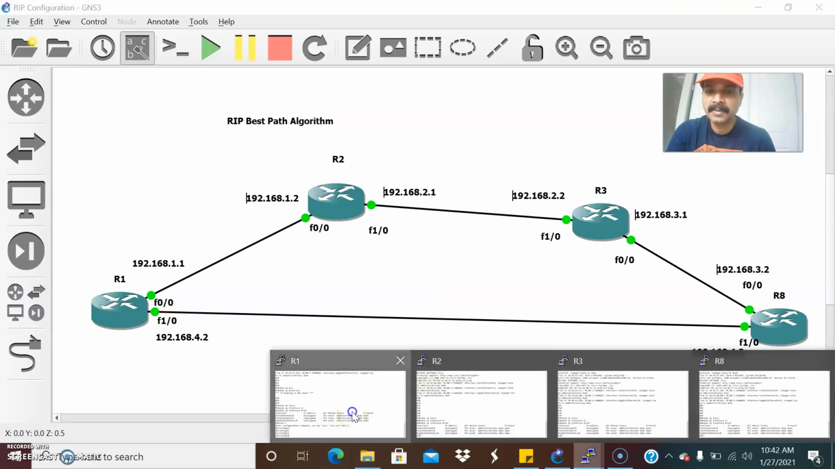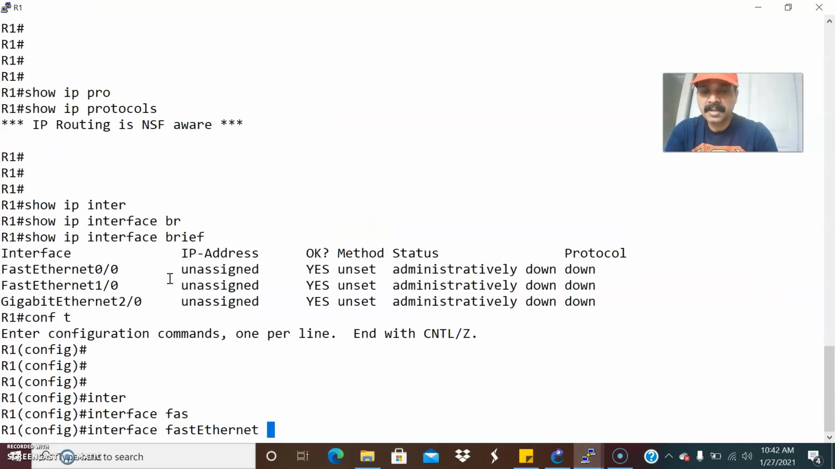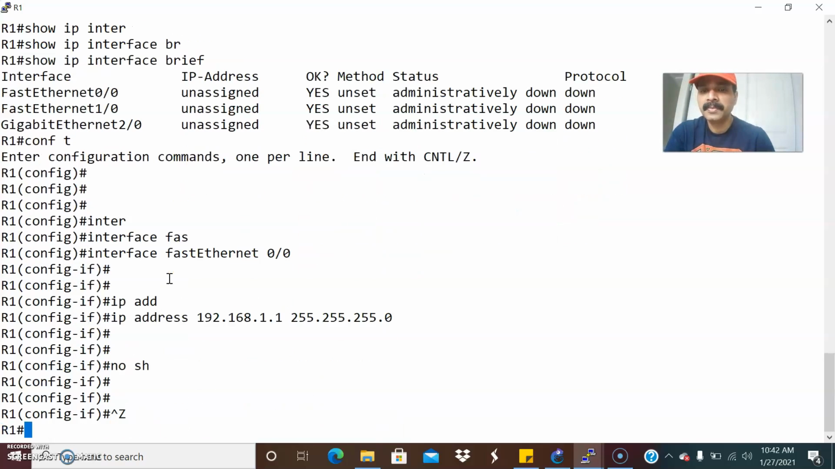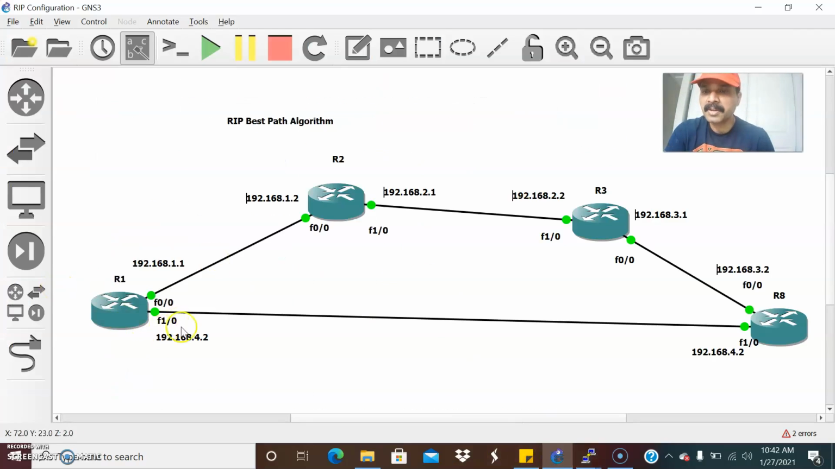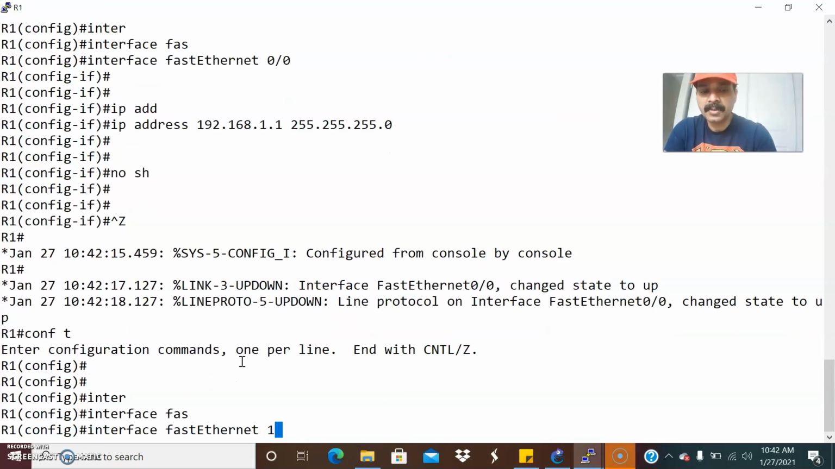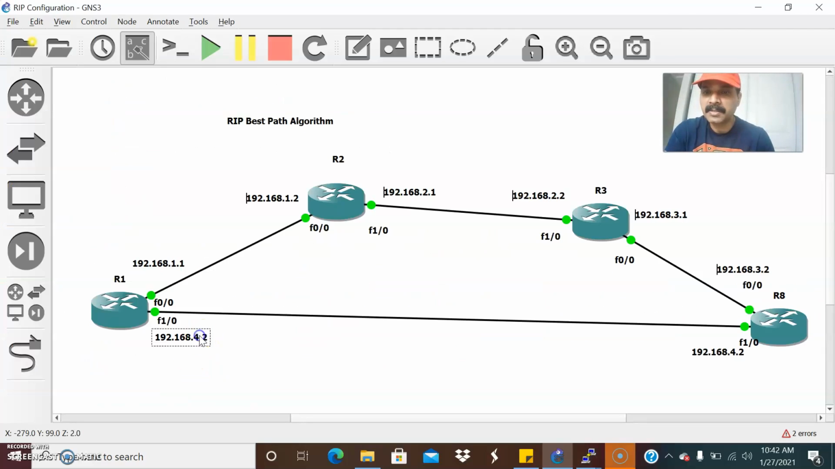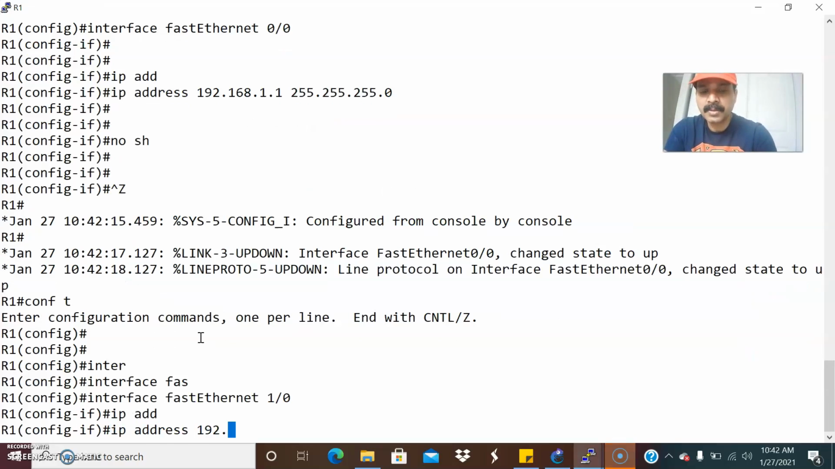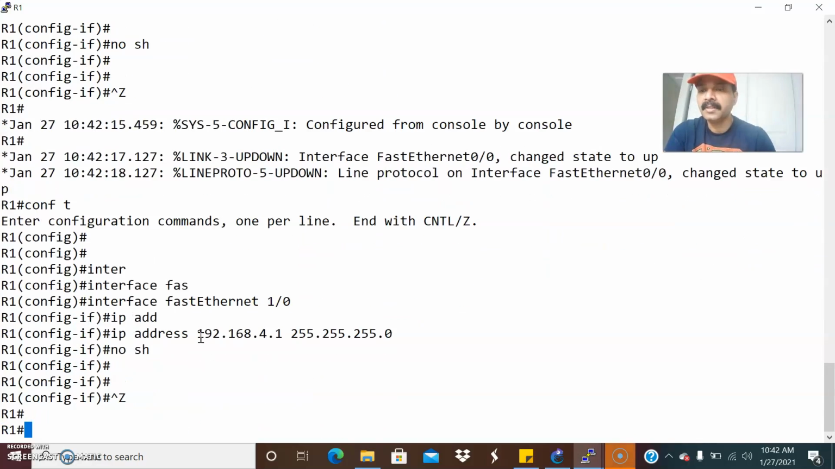So on R1, interface FastEthernet 0/0 and the IP address is 192.168.1.1, subnet mask 255.255.255.0, and let us do a no shut. RIP has another interface, FastEthernet 1/0. Let us configure that also. Interface FastEthernet 1/0 and the IP address is 192.168.4.1, 255.255.255.0, and let us activate the interface.